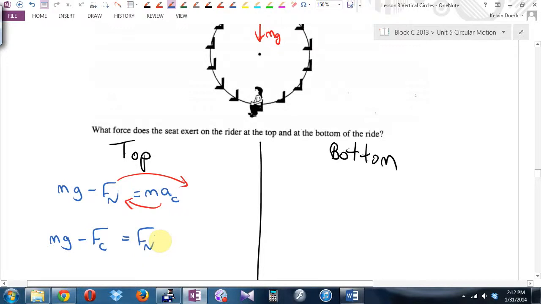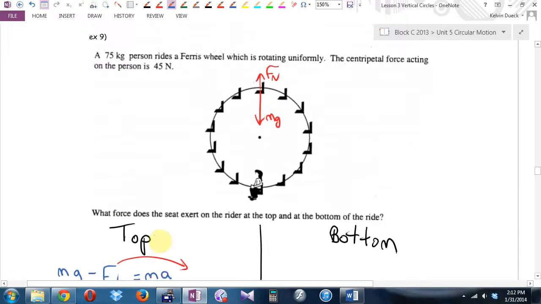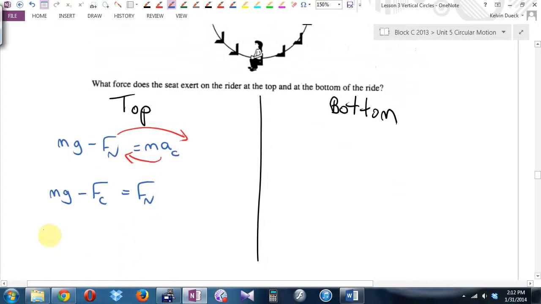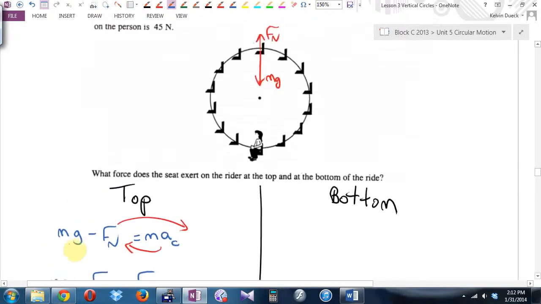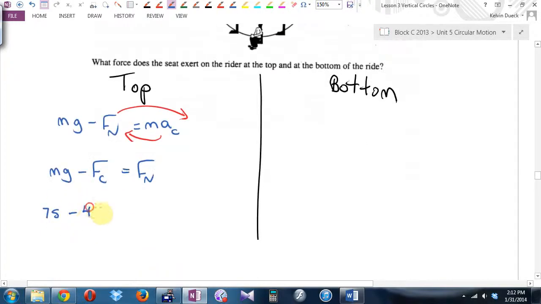Did they give me the mass? I hope they did. I've scrolled down. Did they tell me the mass of the rider? Because the masses don't cancel here. 75 minus 45 equals the normal force. Hakeem didn't reach for his calculator, I hope. Hopefully he said, oh, I can do 75 minus 45 in my head.